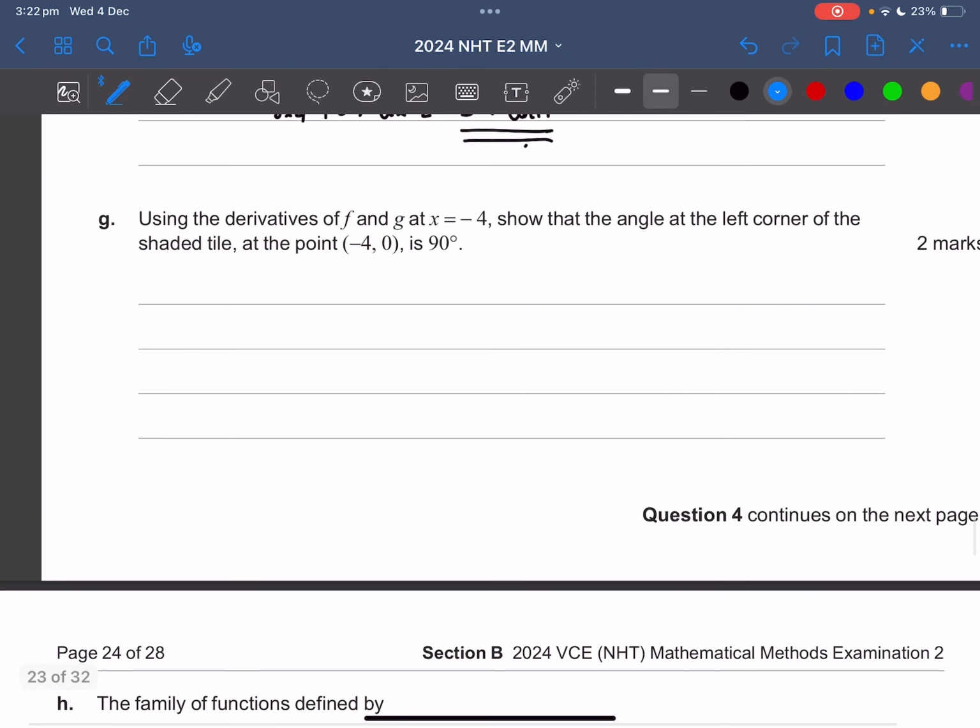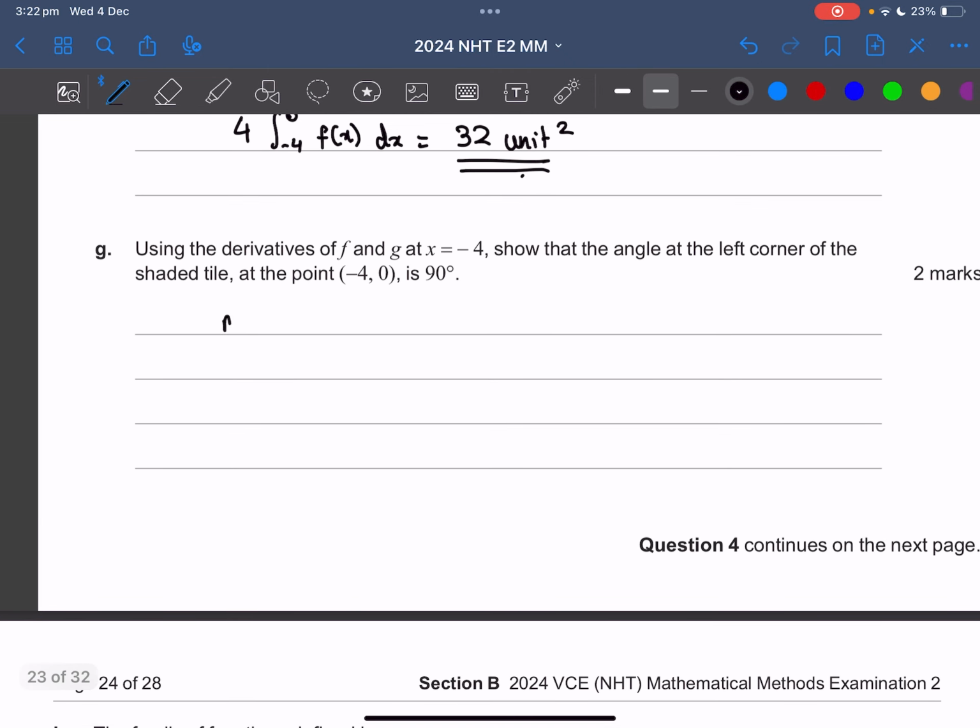So what do we know about 90 degrees? We do know that there is a formula, m1 times m2 equals -1. If two lines are perpendicular, the product of the gradients of those two lines will equal -1. Okay? So all we have to really do is find the gradients and multiply them to see if it equals -1. If it does, then yes, we have proved it. Okay? So let us find the derivative.